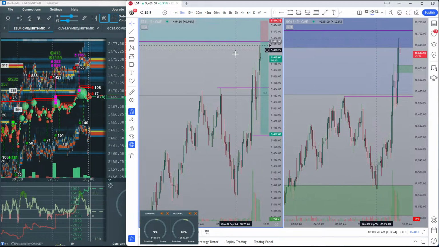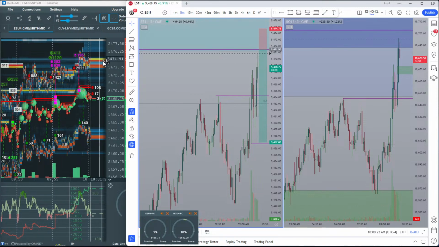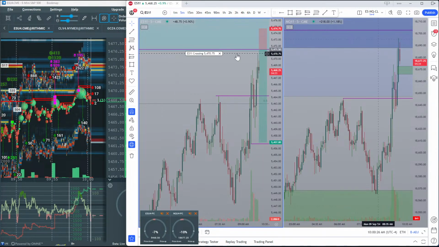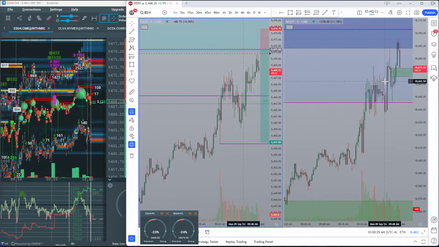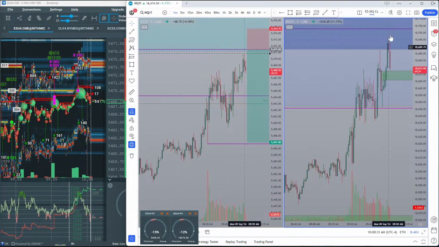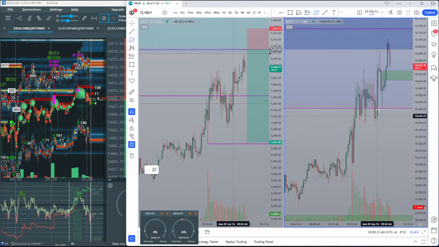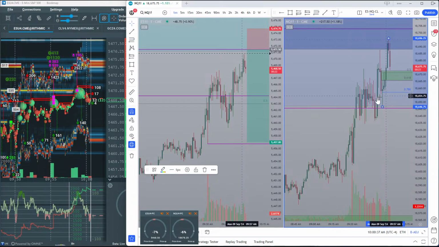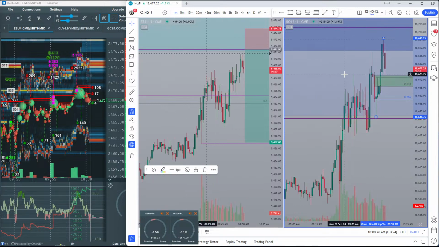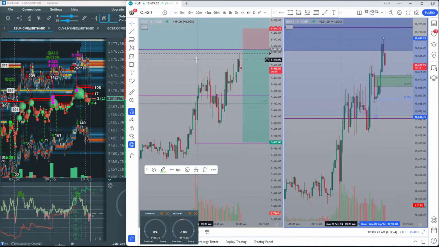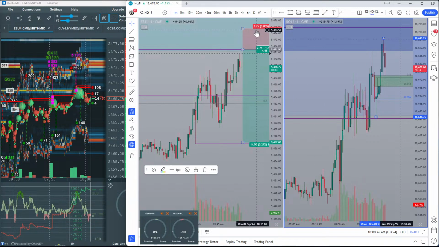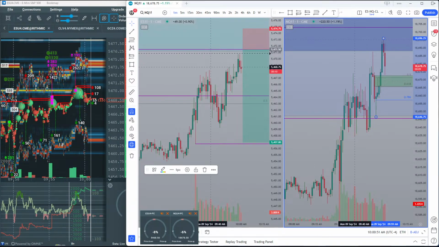The reason I'm saying keep an eye on the sellers is because look at all of these sellers trying to step in on Bookmap up here. Inverse fair value gap right there. I don't know, we'll see. Again, sellers stacking up on ES right here.